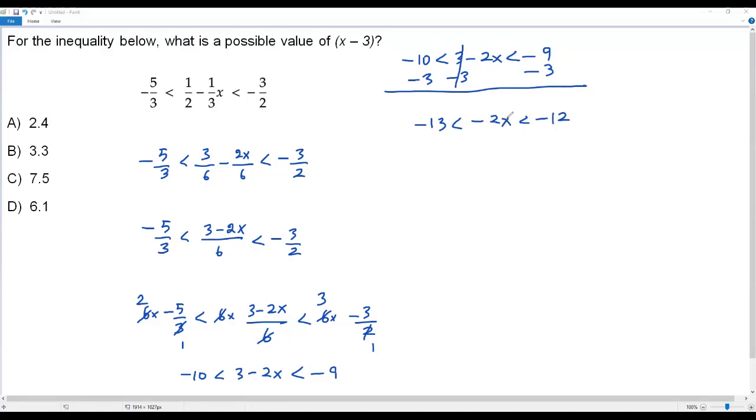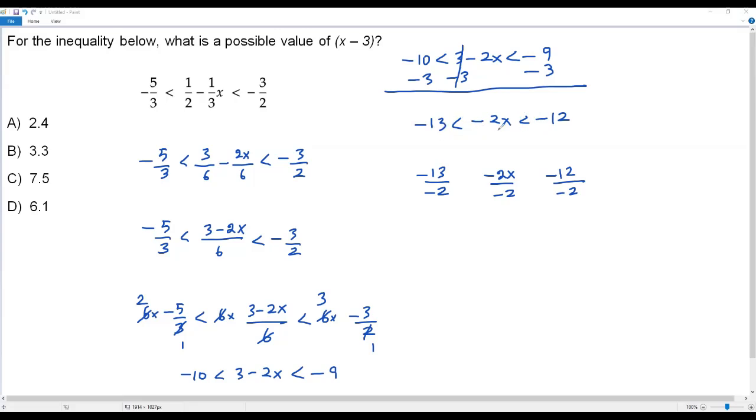Okay, here x is multiplied by -2. So to get rid of this -2, which is multiplied by x, I have to divide all the terms of this inequality by -2. In an inequality, whenever I multiply or divide all the terms by the same negative number, I have to flip the inequality sign. First let me divide all three terms by -2. So I'm dividing -13, the first term, by -2, the second term -2x by -2, and the third term -12 by -2. As I said earlier, when I divide all the terms of an inequality by the same negative number, I have to flip the inequality sign.